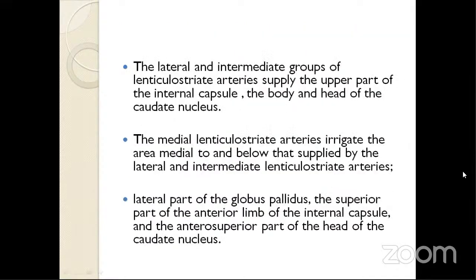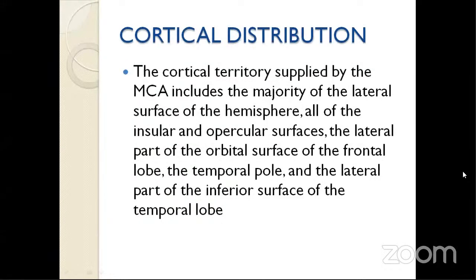These are divided into lateral, intermediate, and medial lenticulostriate arteries. The lateral and intermediate groups supply the internal capsule's upper part, the body and head of the caudate nucleus. The medial lenticulostriate vessels supply the lateral part of globus pallidus, superior part of the anterior limb of internal capsule, and anterior superior part of head of the caudate nucleus.